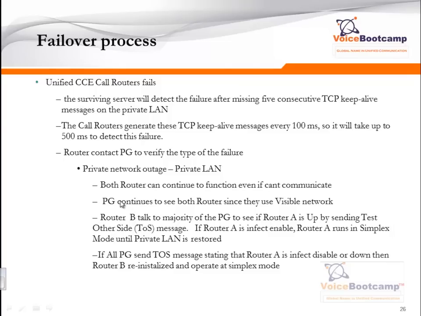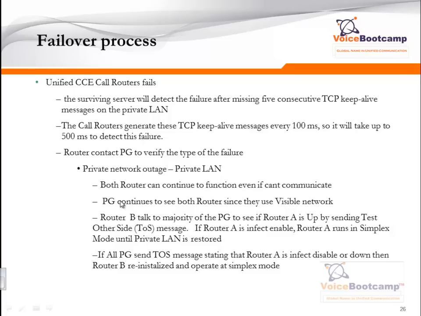A failover process is very complex in Contact Center Enterprise. A survivable server, such as side B, will detect that there's a failure after 5 consecutive TCP keep-alive messages go missing. A call router will generate this TCP keep-alive every 100 milliseconds, so it takes up to 500 milliseconds to detect a failure.